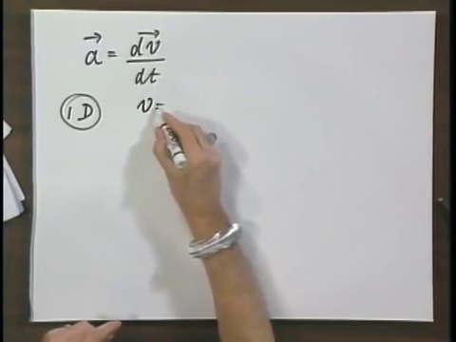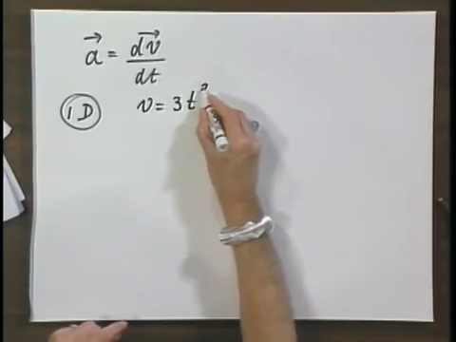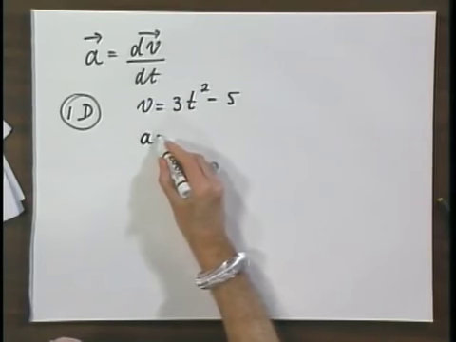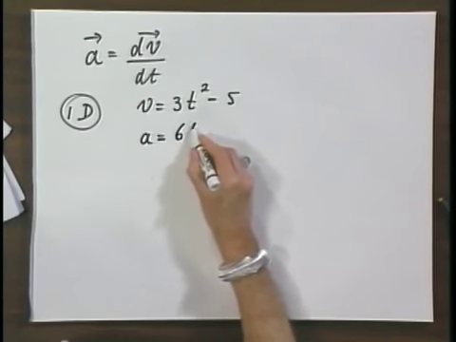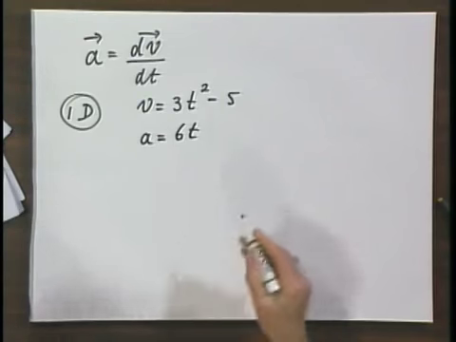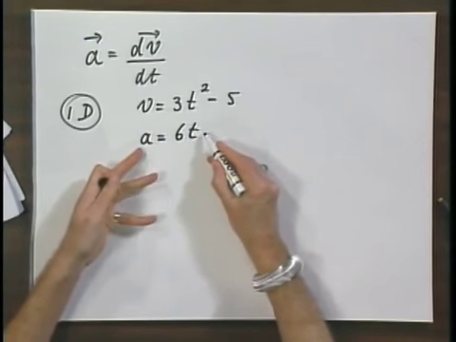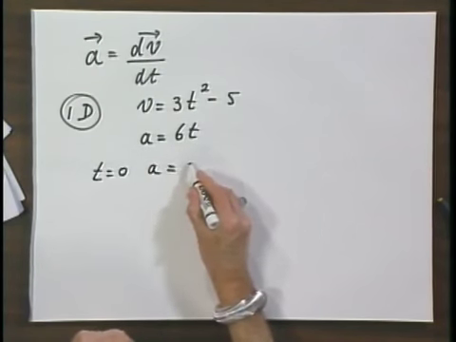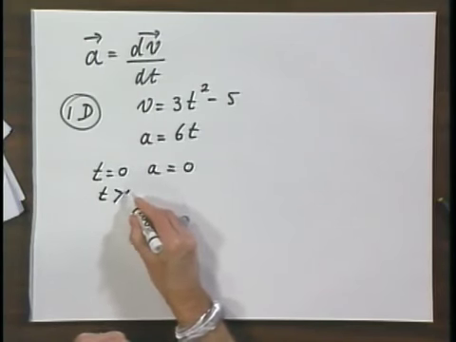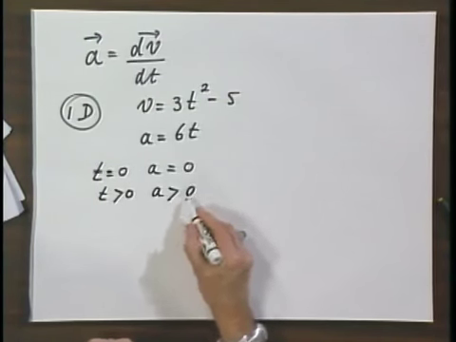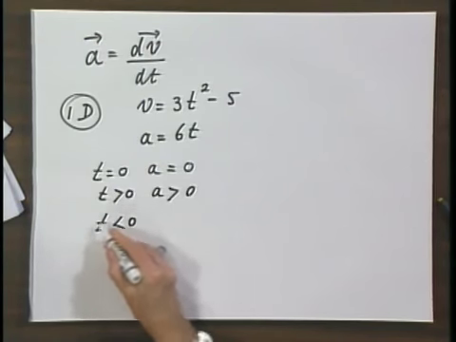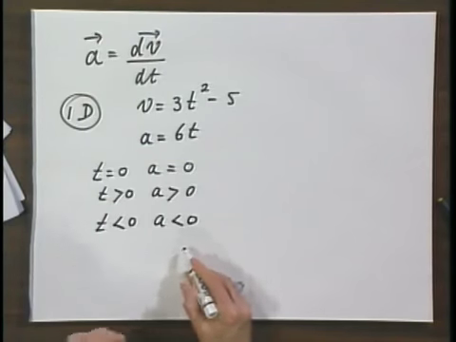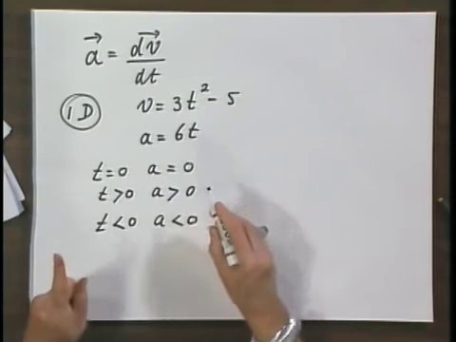So we have now v, for instance, equals 3t squared minus 5. And so we would then have a equals 6t. And this number could be positive, could be 0, could be negative. In fact, if t equals 0, you will see that the acceleration is 0. If t is larger than 0, for positive numbers, the acceleration is positive. And for negative numbers of t, smaller than 0, the acceleration is negative.